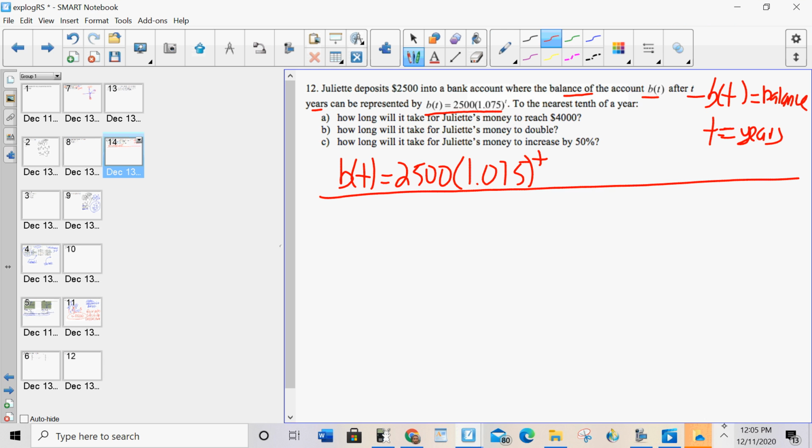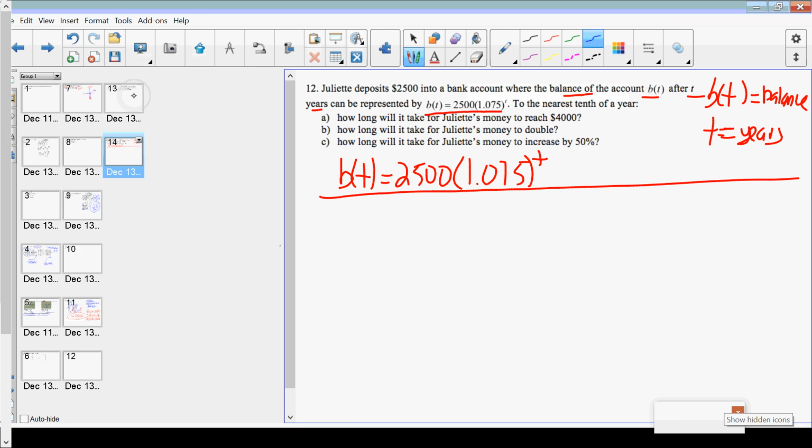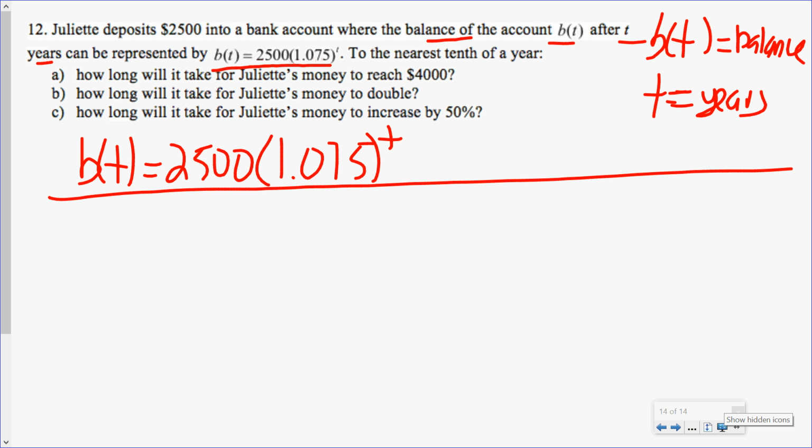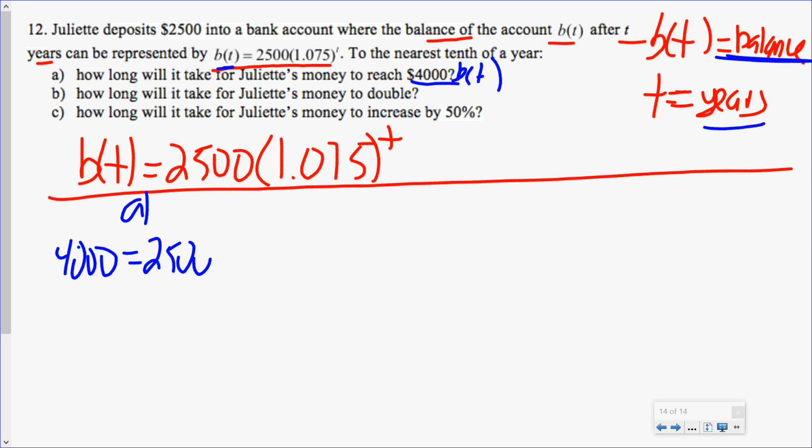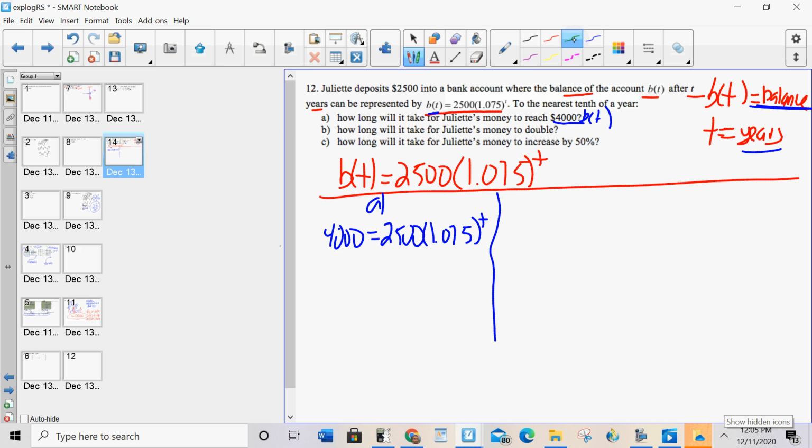So there are 3 separate questions. A, how long will it take for Juliet's money to reach $4,000? Well, $4,000, is that years or is that balance? That's balance, so this is b of t. So for A, I'm going to replace b of t with 4,000. What I'm going to do first is set up each of them, and then we'll worry about solving that after the fact.